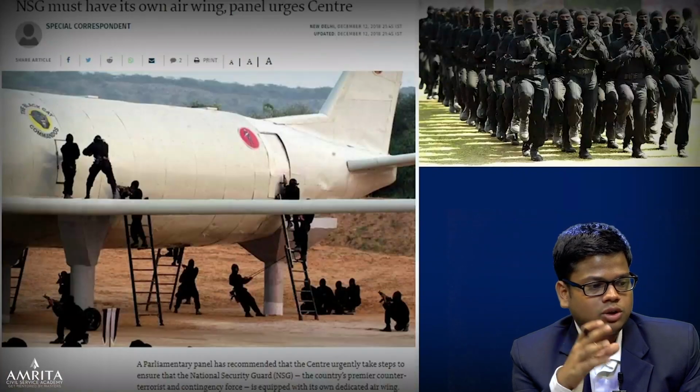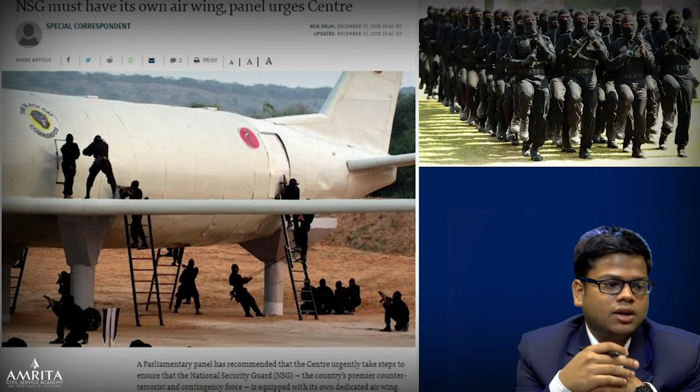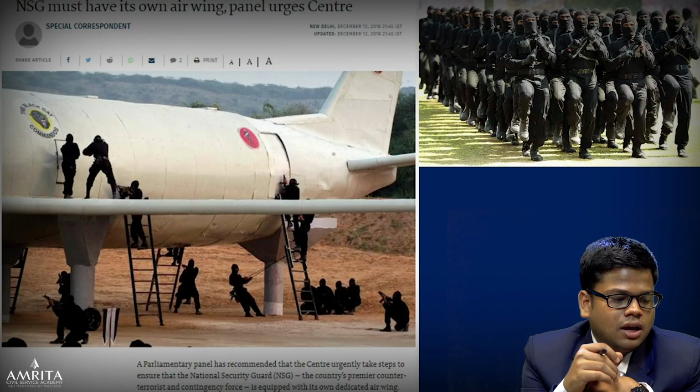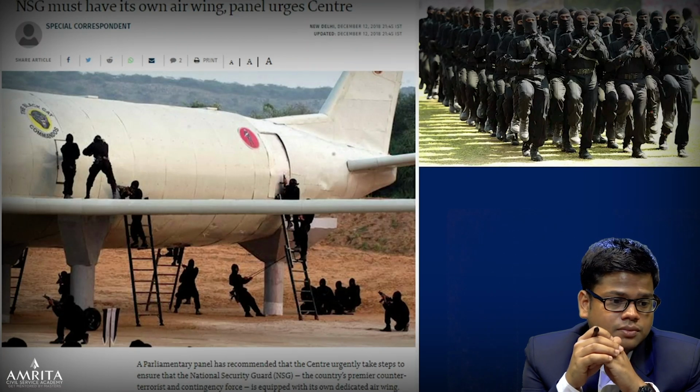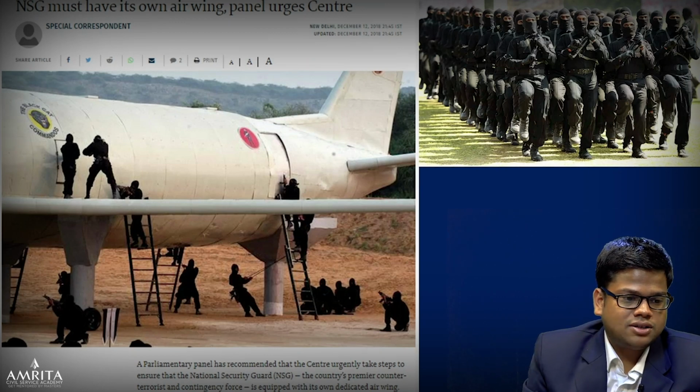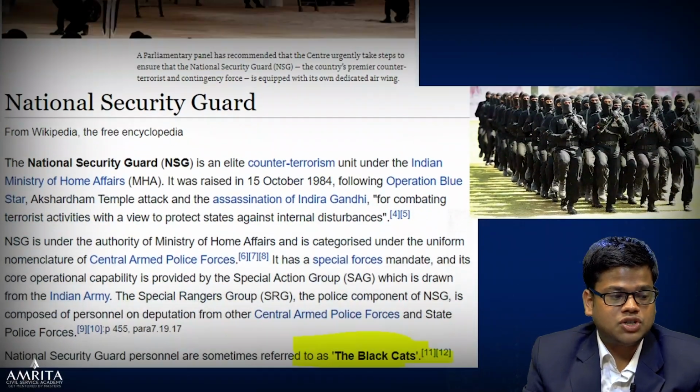You can see now they are saying that the NSG must have its own air wing. The panel suggests to the Centre, especially for, for example, hijacking cases. So there you can see the black cats, very efficiently trained.